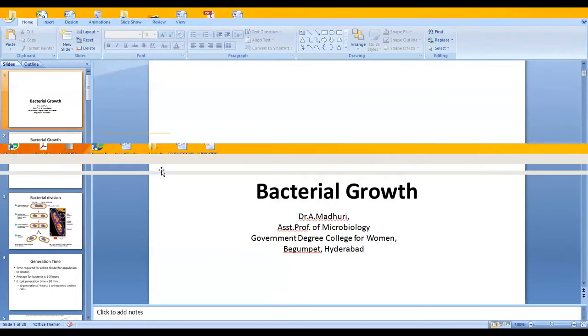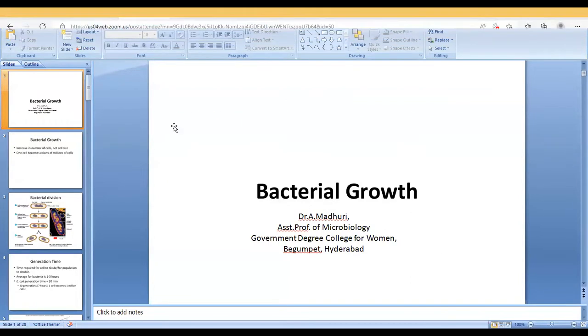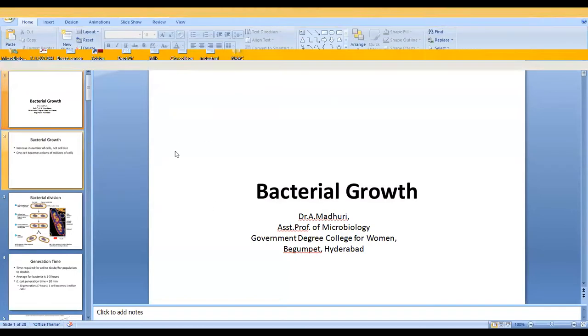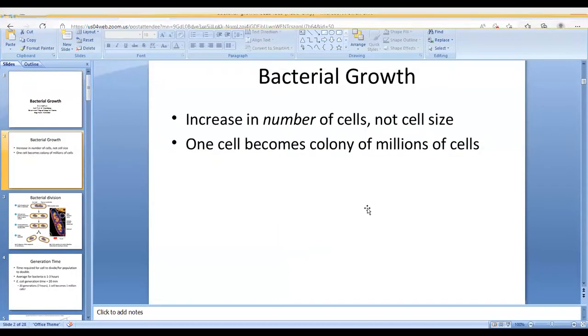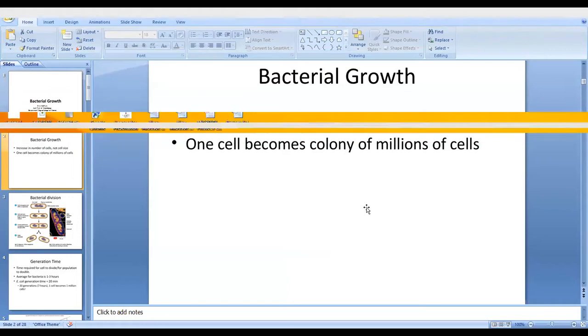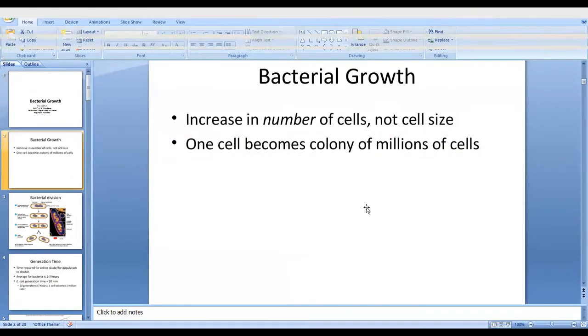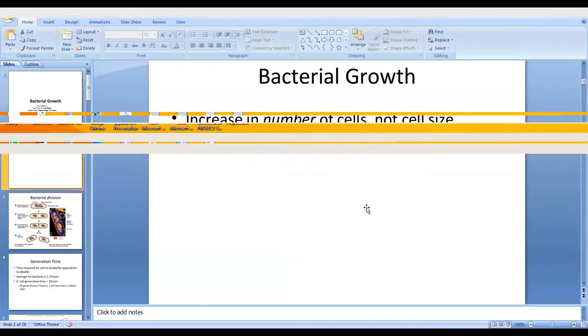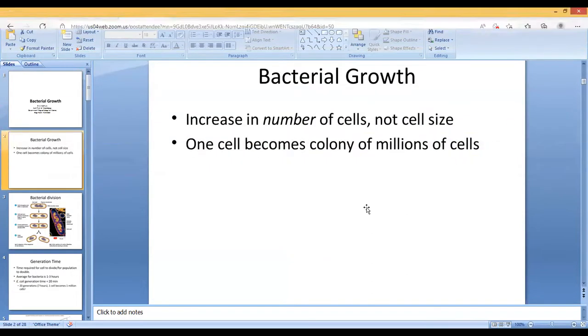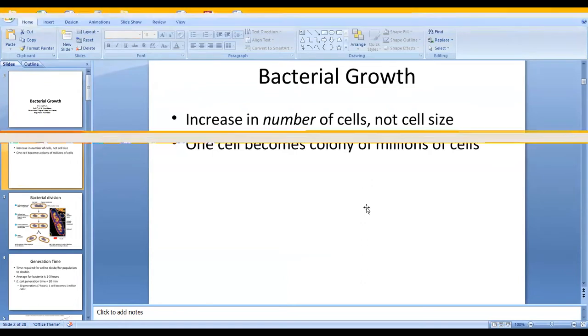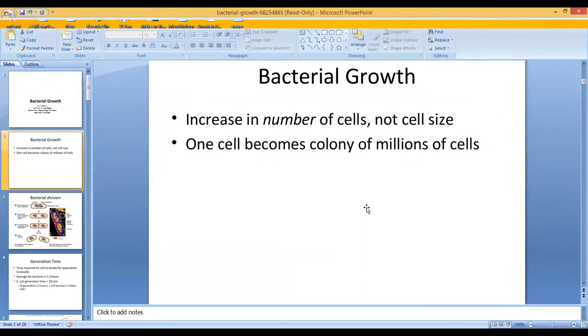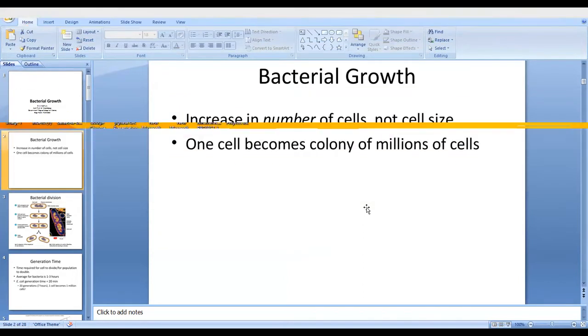I'll just take the introduction as we have a little time today. So, what is bacterial growth? When you say a child is growing, it means the child is growing in size. But bacteria are already very small in size, so when we say bacteria are growing, it means an increase not in size but in number.